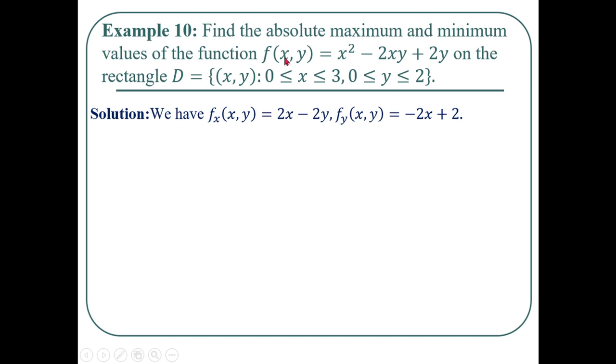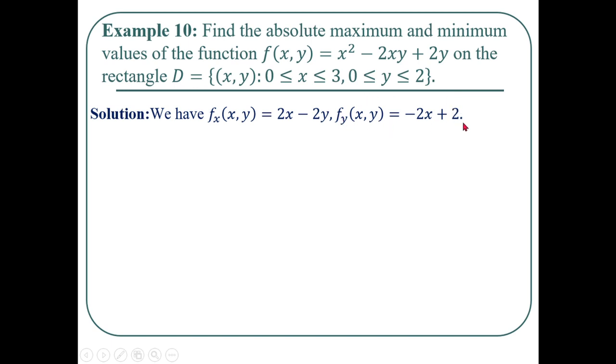First of all, we have to differentiate f of xy with respect to x and y partially to find the critical points. That is, fx at xy is equal to the derivative of x square, which is 2x, minus the derivative of 2xy with respect to x, that is 2y into 1, that is 2y, and the derivative of 2y is 0 with respect to x. So fx at xy becomes 2x minus 2y. Similarly, fy at xy is equal to the derivative of x square with respect to y, which becomes 0, minus 2x, as 2x is constant and the derivative of y is 1, so it will be minus 2x, plus 2 into the derivative of y, which is 1, so it will be 2.